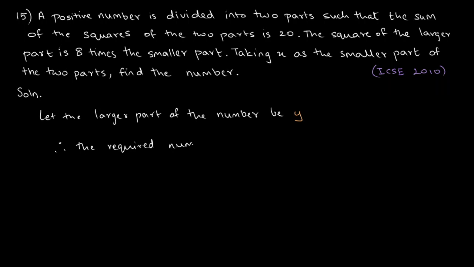the required number will be equal to x plus y, because the smaller part is x and the larger part is y. You add the two parts and you get the required number.